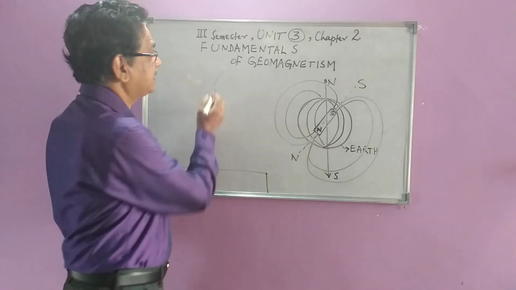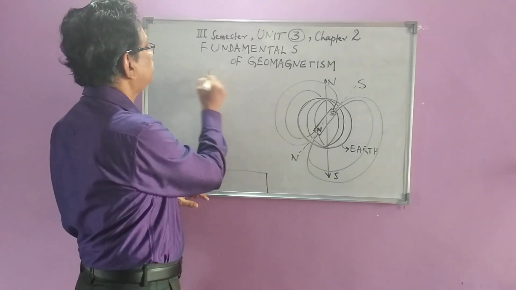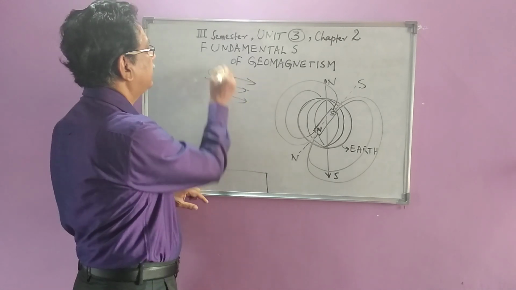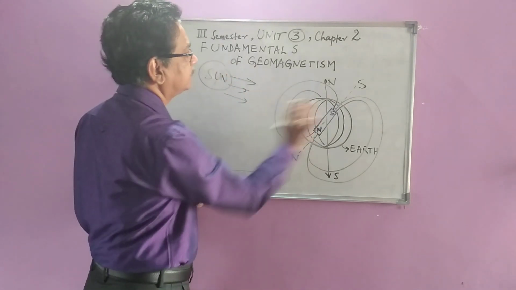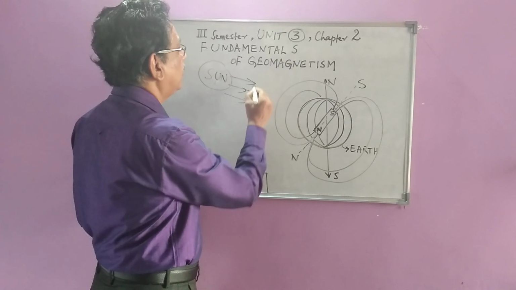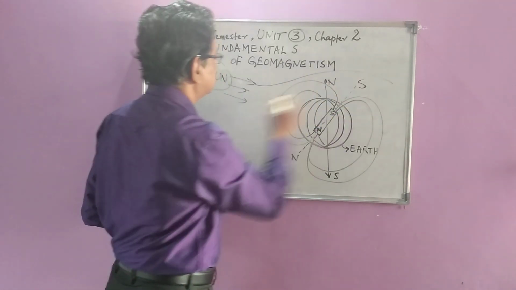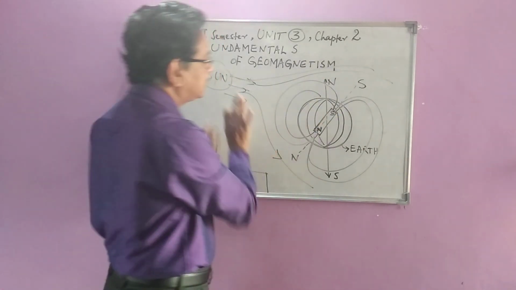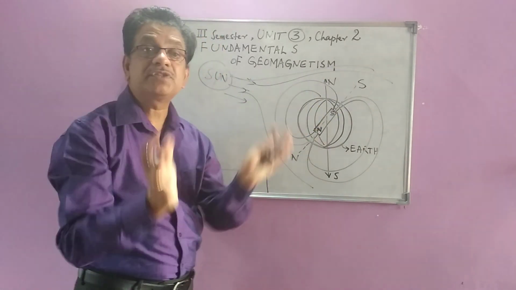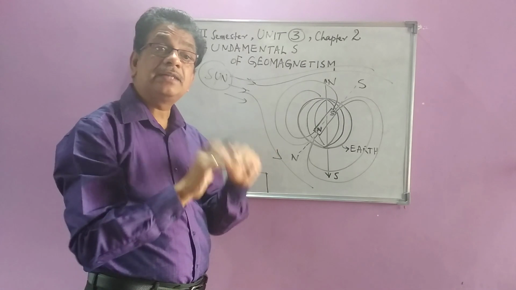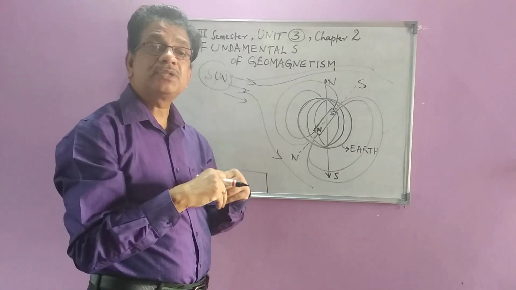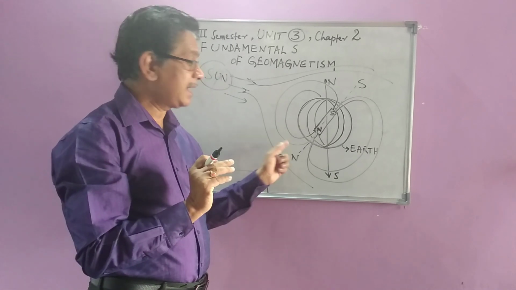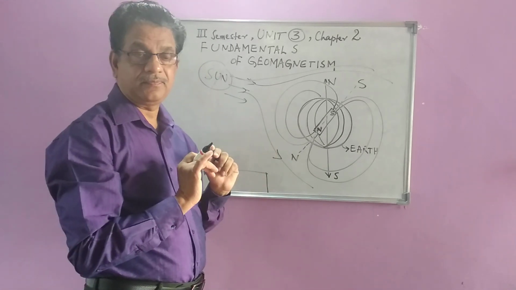For example, let us say the sun is here. From the sun, you have got so many particles coming towards the Earth. Because of this magnetic field, all these particles go like this, so that they will not enter into the Earth's atmosphere. If they enter the Earth's atmosphere, we human beings are affected by those energetic particles. So, Earth's magnetic field is protecting us.